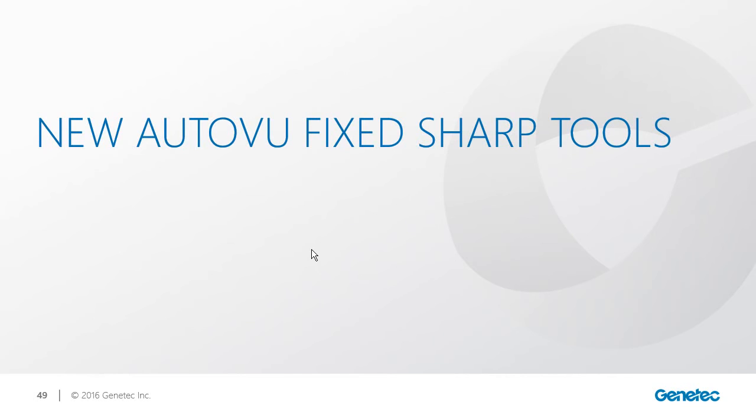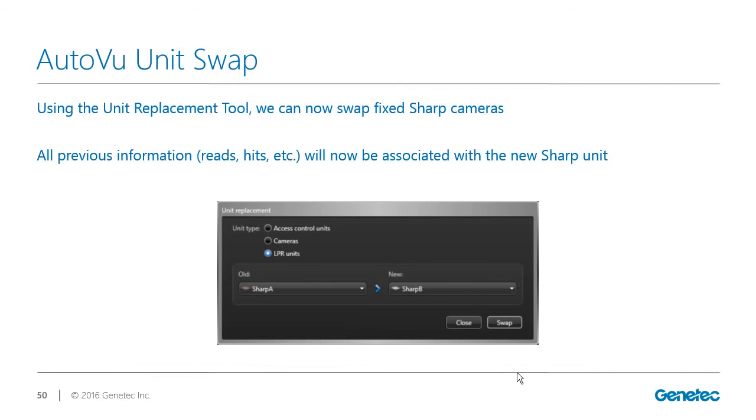Alright, I got two quick things for AutoVu just to point out here. The first thing that's kind of nice is a change to the unit replacement tool. So if you have fixed Sharp cameras, you can now do the unit replacement, and basically you can maintain all that information you had from your previous Sharp, your offline Sharp here.